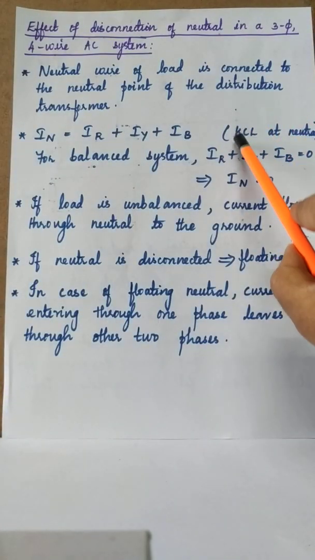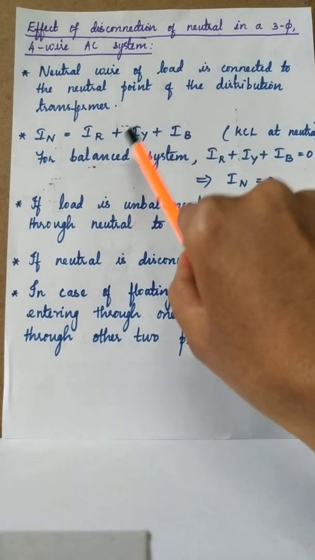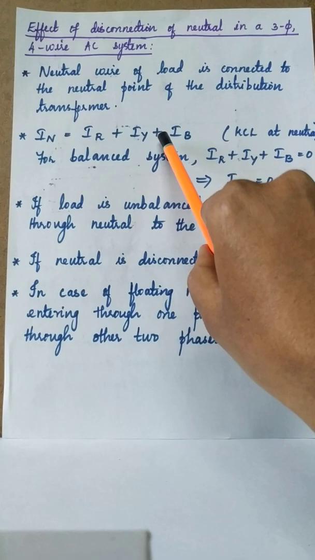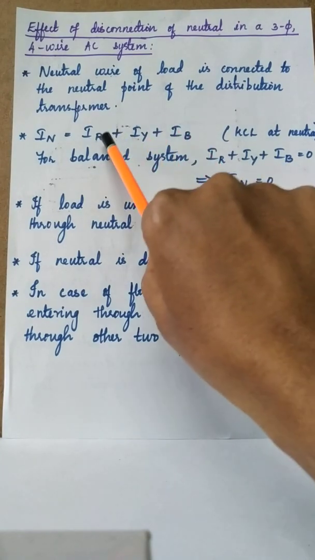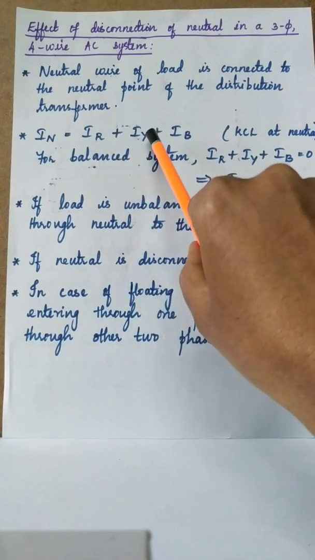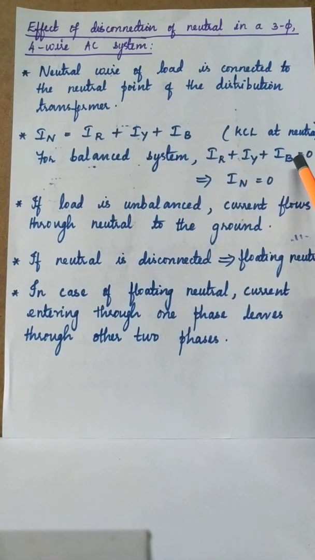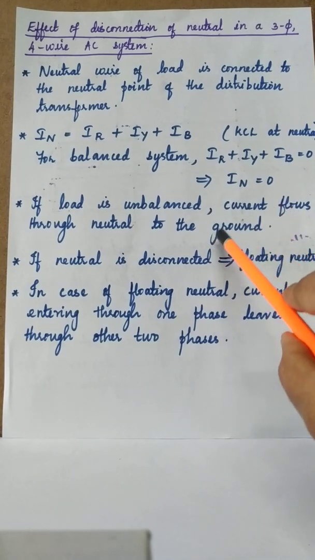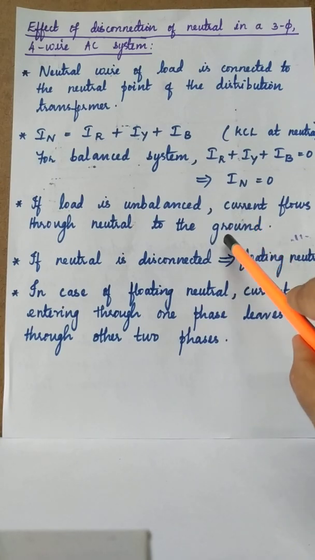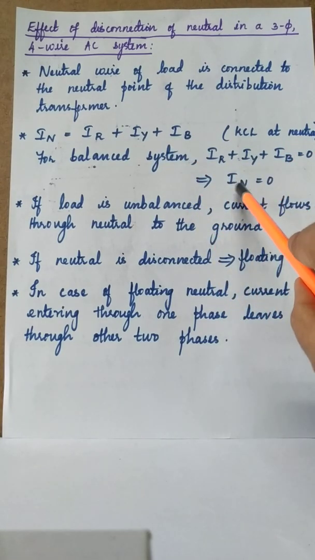As I told, by considering KCL at the neutral point, you will get IN, the neutral current, equal to the summation of the currents flowing through the 3 phases, IR plus IY plus IB. For a balanced system, IR plus IY plus IB will be equal to 0, so IN will be equal to 0. If the load is unbalanced, the current flows through the neutral to the ground. That is the purpose of having the neutral wire. For a balanced system, there is nothing to worry about because neutral current will not flow.